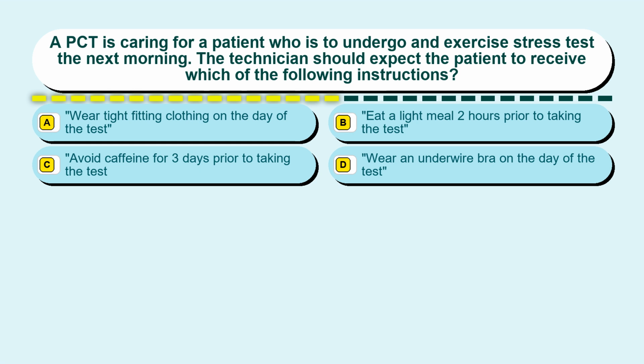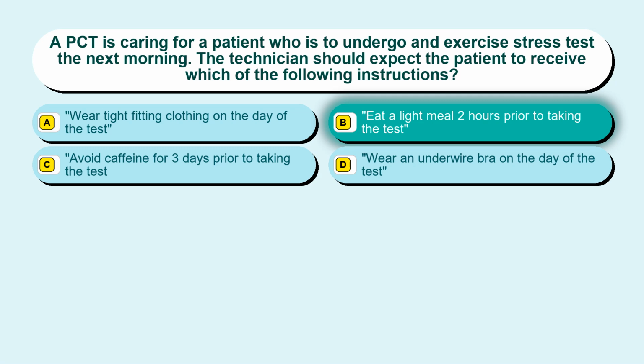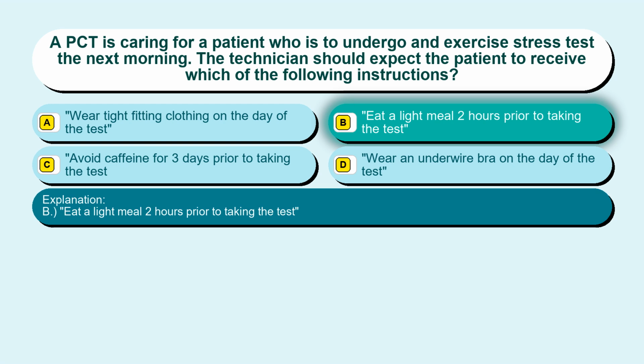Option A, wear tight-fitting clothing on the day of the test. Option B, eat a light meal 2 hours prior to taking the test. Option C, avoid caffeine for 3 days prior to taking the test. Option D, wear an underwire bra on the day of the test. The correct answer is option B, eat a light meal 2 hours prior to taking the test.